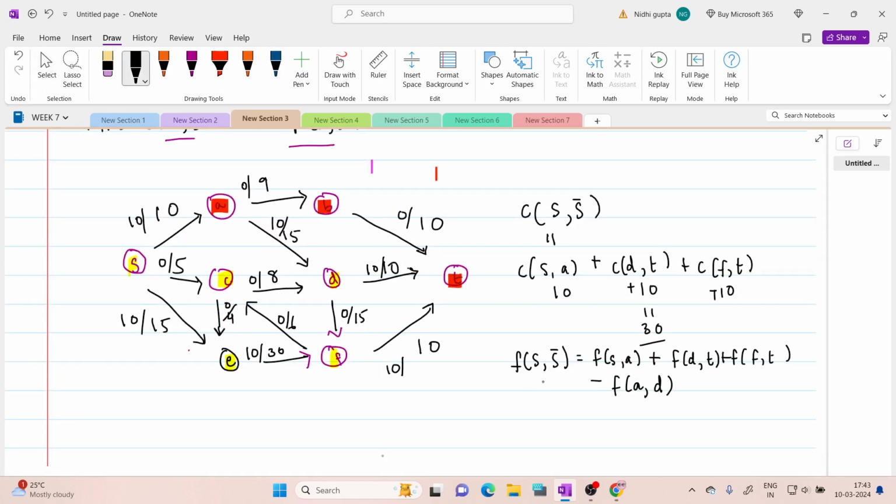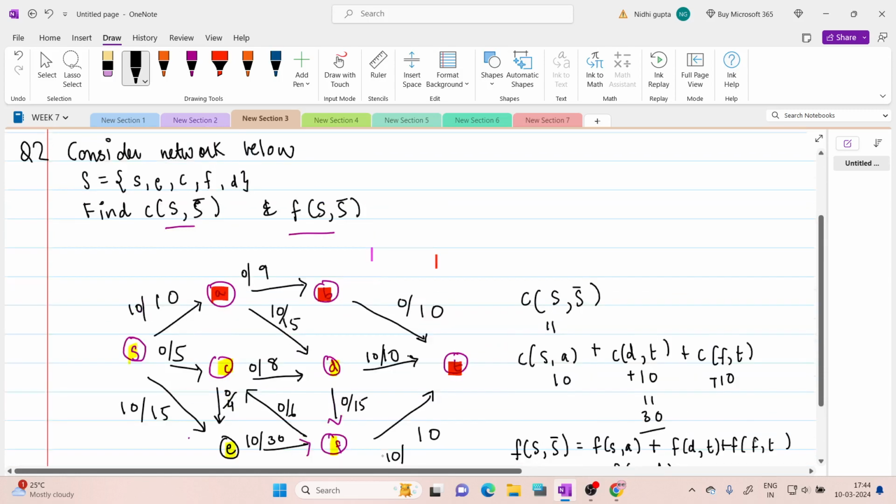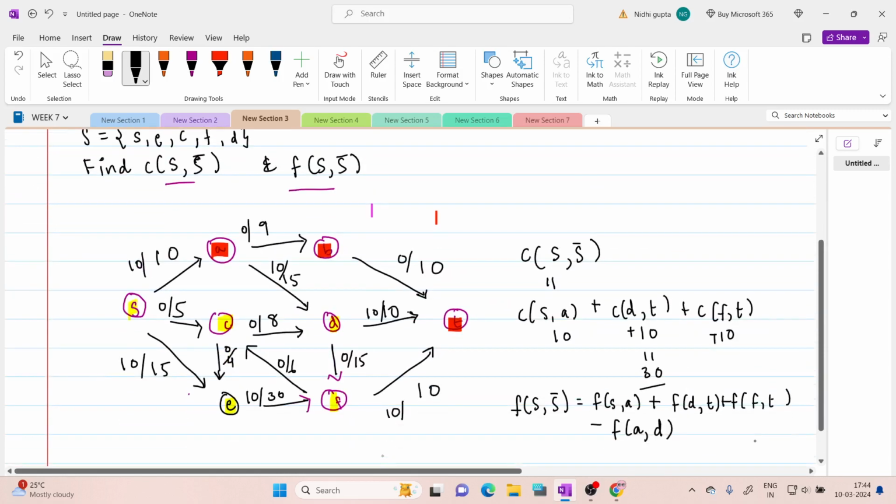So what is the value now? FSA is 10, FDT is also 10, FFT is 10, but FAD is minus 10. So 30 minus this 10 is 20. So this is the capacity and net flow of the cut.